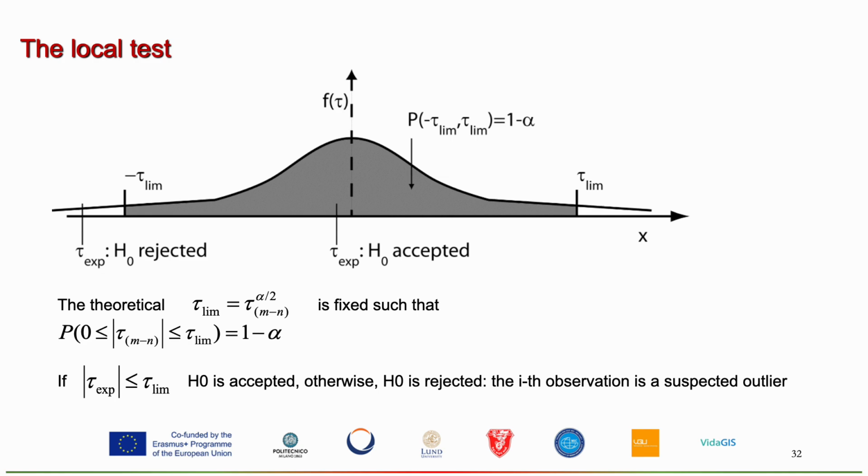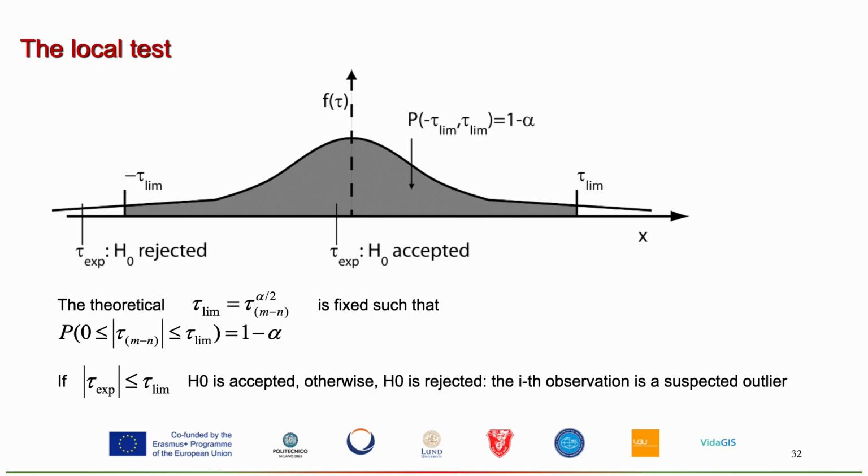I forgot to say that this test can be applied iteratively on each one observation from the first one to the last one. Here you see a picture of the Thompson distribution. It is a distribution with two tails, exactly as the normal distribution, and has zero mean. So again, it works exactly as the chi-square test.